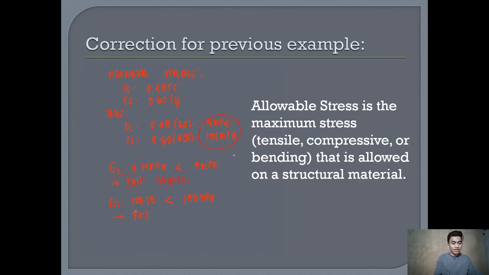Instead of fail, it is now adequate. Adequate. Which means that the composite beam is able to carry the weight that is placed onto it.